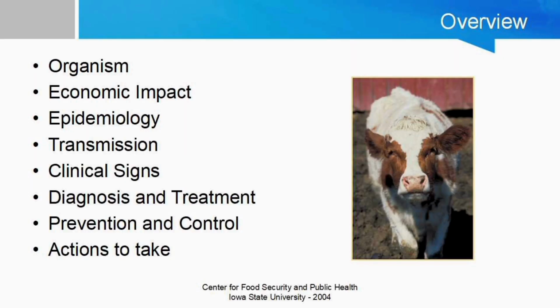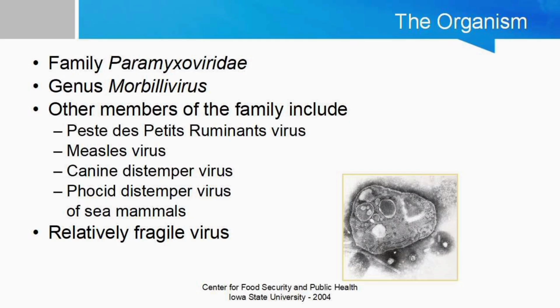In this lecture, we will cover the information regarding the organism that causes Rinderpest and its epidemiology. We will also talk about the economic impact the disease had in the past and could have in the future. Additionally, we will talk about how it is transmitted, the species it affects, clinical and necropsy signs observed, and the diagnosis and treatment of this disease. Finally, we will address the prevention and control measures for the disease as well as the actions to take if the rinderpest is suspected.